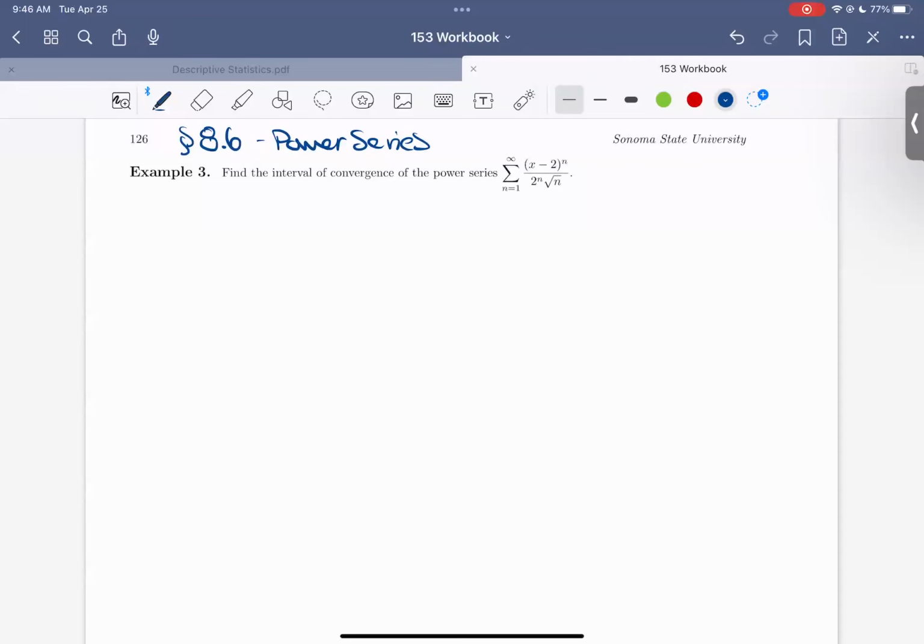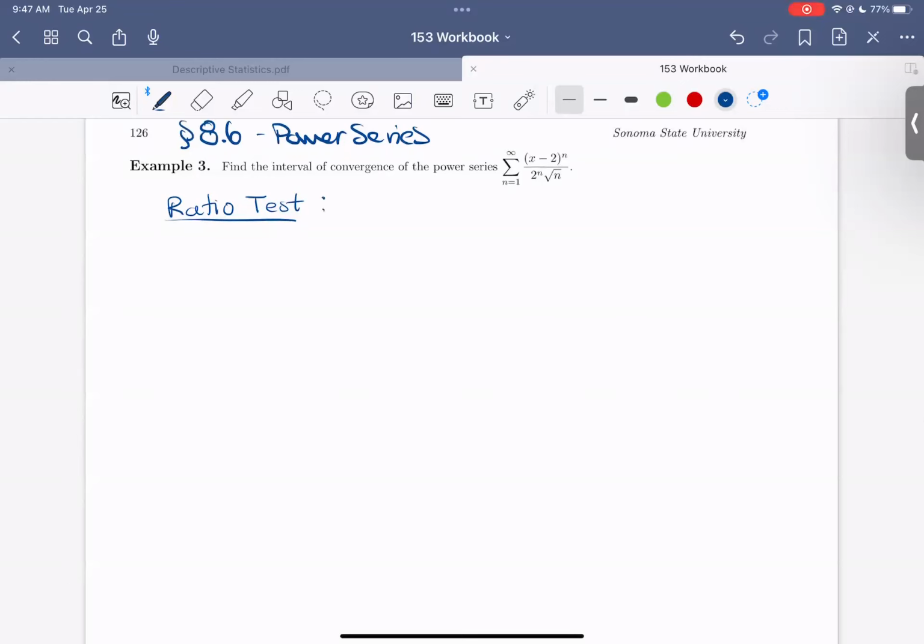In this video, we're going to look at example 3 in section 8.6. So this is another example where we're going to determine the interval of convergence of a given power series. So we're going to follow the same steps that we did in the previous example. We're going to first use the ratio test to determine the interval of convergence, and then test the endpoints of the interval to see if we converge or diverge on those endpoints.